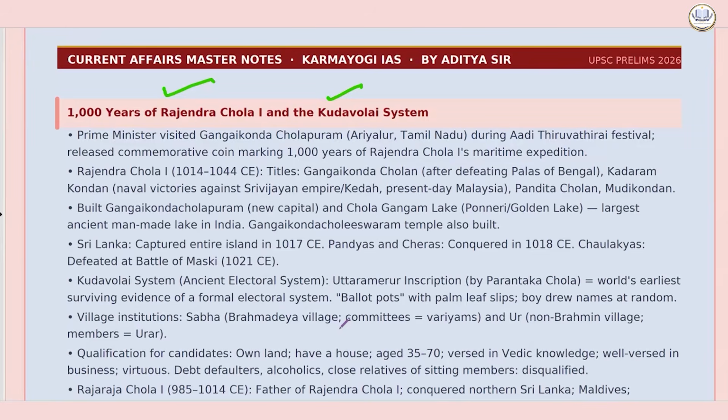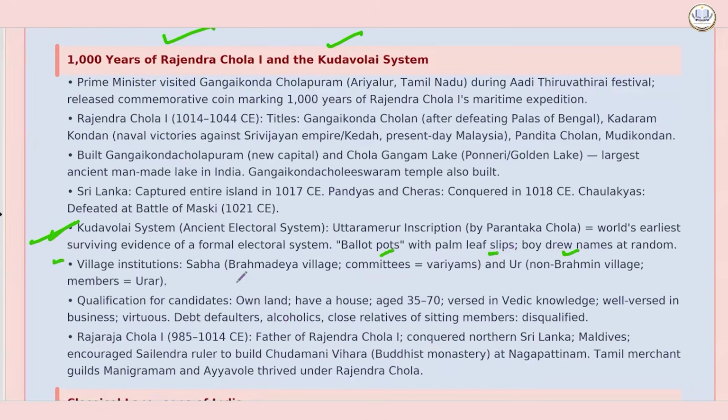So it is an ancient electoral system. The Uttaramerur inscription by Parantaka Chola is the world's earliest surviving evidence of a formal electoral system. Very, very important. For example, ballot votes were cast with palm leaf slips, and names were drawn at random. Then village institutions, we have the Sabha, that is the Brahmadeya village, committees, Variyams, and Ur, non-Brahmin village members.